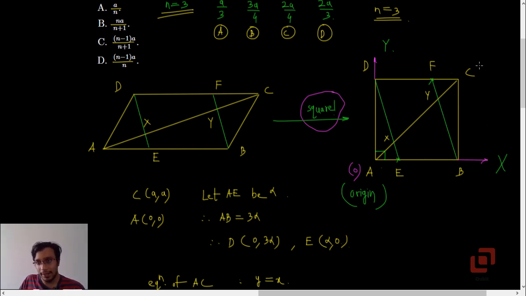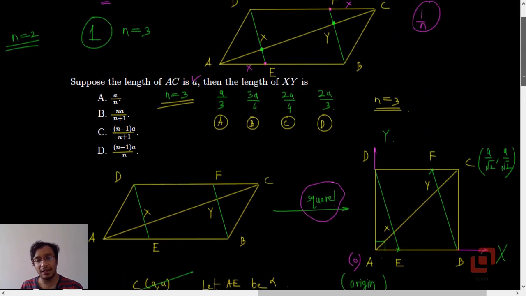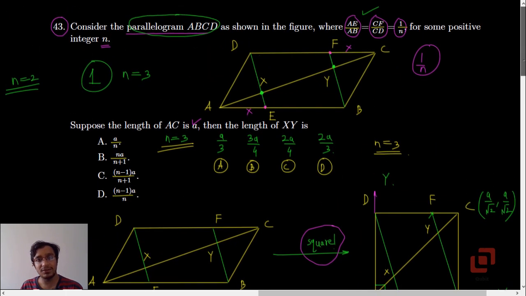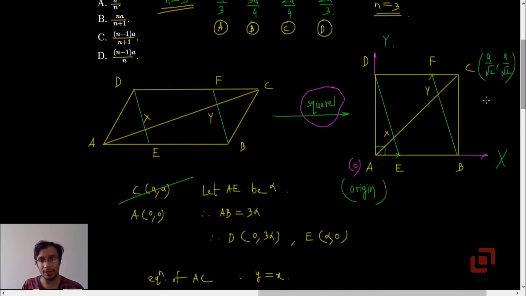So the coordinates of C will be, oh sorry, what will they be? Yes, they will be a by root 2 comma a by root 2, because the length of AC is a. So C is (a by root 2, a by root 2). Although the problem mentions the length of the diagonal as a, I'm introducing a new quantity here and I'm calling it alpha.